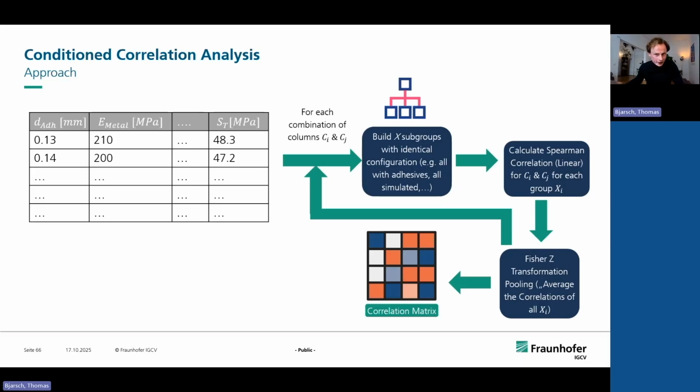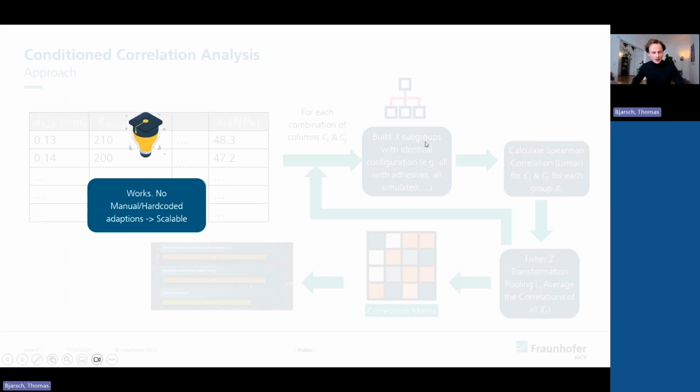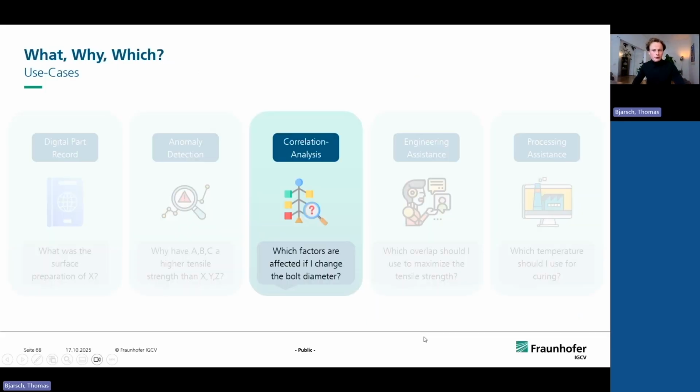Out of this, you get a correlation matrix, and this is then visualized in the front end, so more or less one column of this correlation matrix. And all this path is done to find true correlations, to avoid using correlations which have totally different configurations, by building those subgroups automatically. Lesson learned here is that this works pretty well, and there are no or nearly no hard-coded aspects in this pipeline, so this is scalable. That's pretty good.